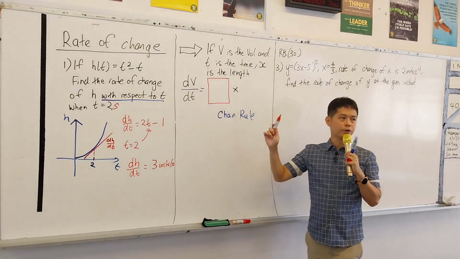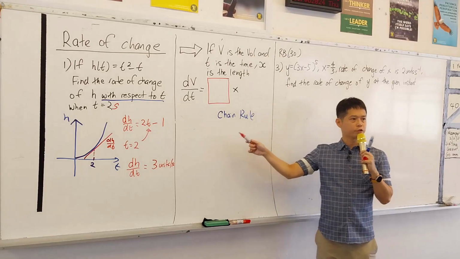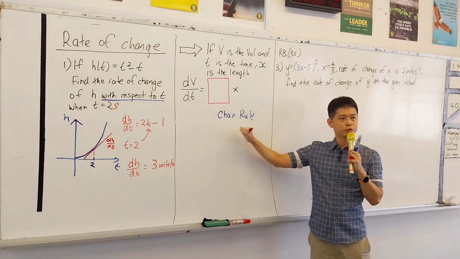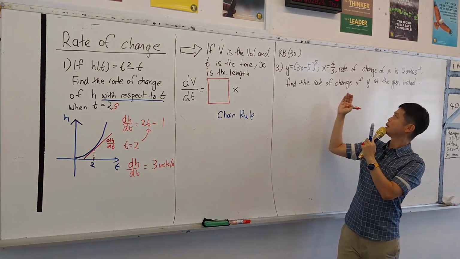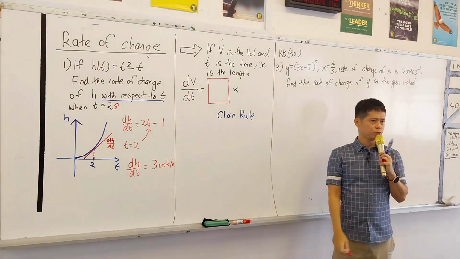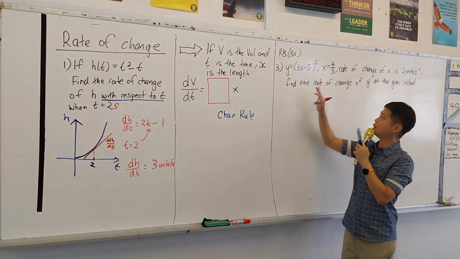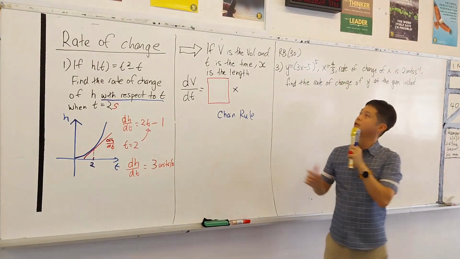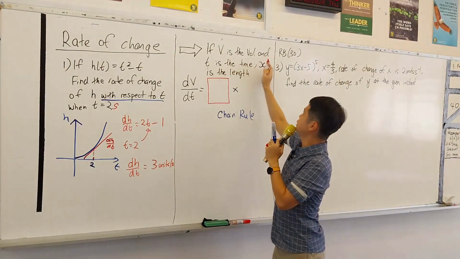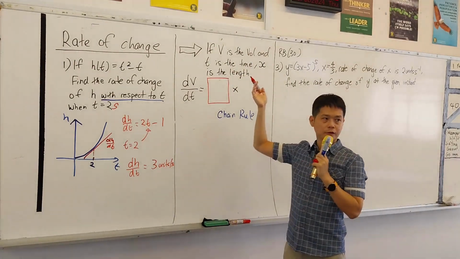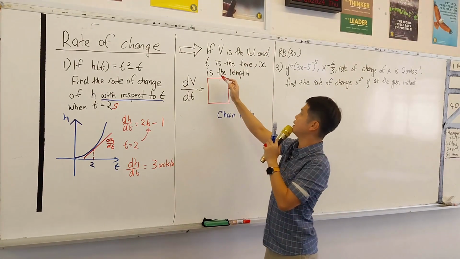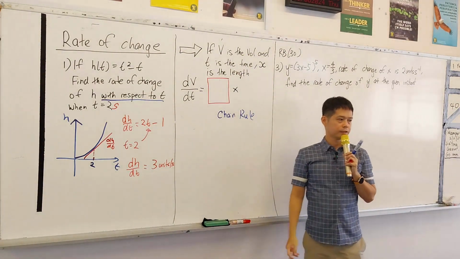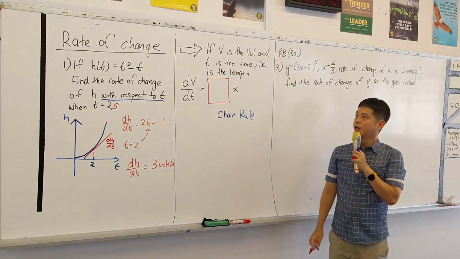I gave you a random scenario because I want to introduce something called the chain rule here, so that I can do this question. This is the highlight of today's lesson. There will be 2 of them, slightly different only. V, let's call it the volume. T is the time. Obviously, t is always the time. And then I let x be the length. Any length, doesn't matter.